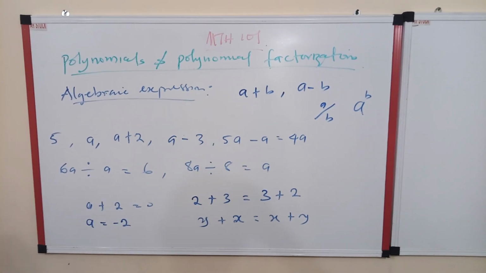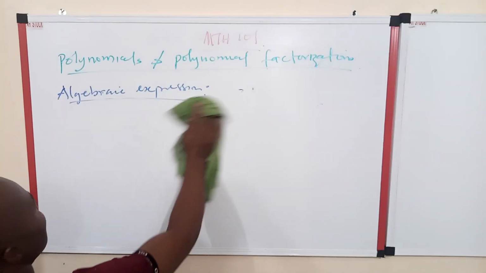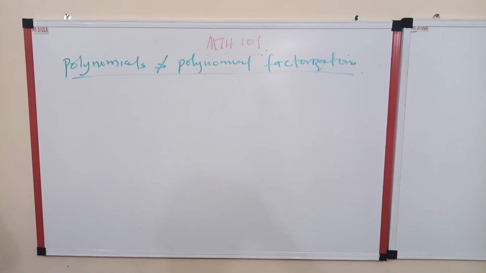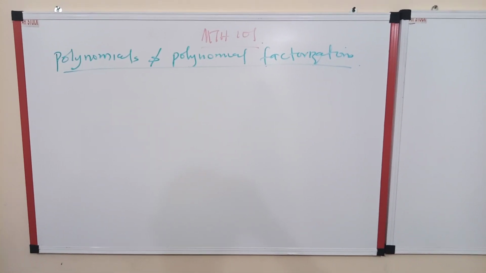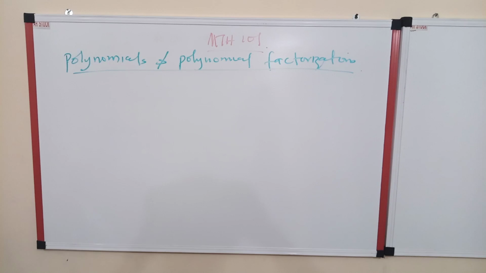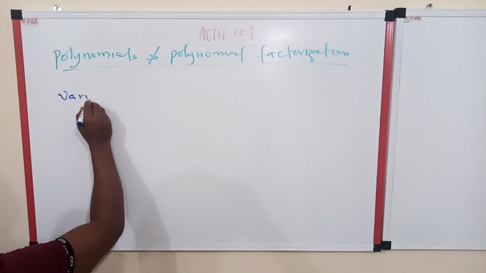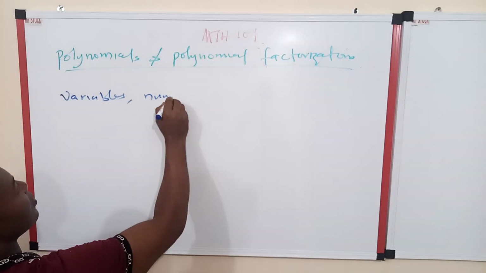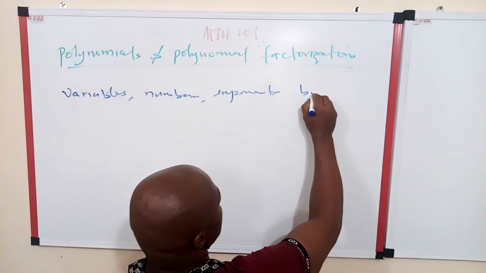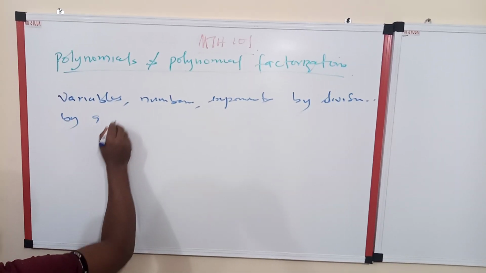But for the sake of this class, our interest is to talk about polynomials. Now, what are polynomials? Polynomials are algebraic expressions. Being algebraic expressions, we know that they must be a combination of both alphabets, or you say variables, and numbers. Polynomials are algebraic expressions that consist of variables, numbers, and exponents, but not division by a variable.